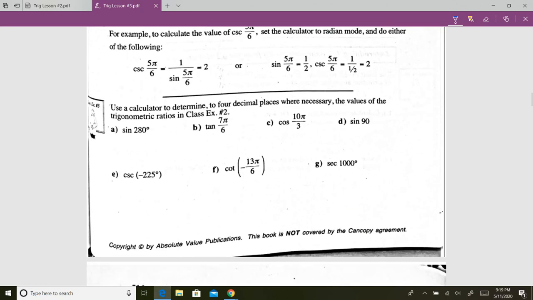So, sine of 280. That little thing there tells us we're in degrees. So as long as your calculator has a DEG in the corner, or D for degrees, you're fine. So sine of 280 in your calculator, you should get negative 0.98, right?